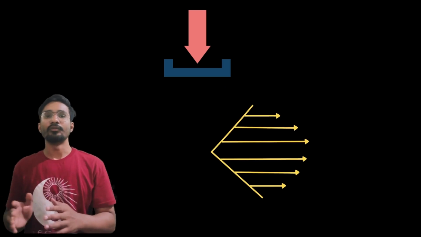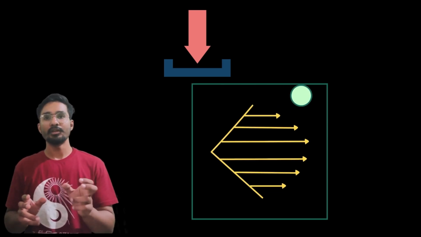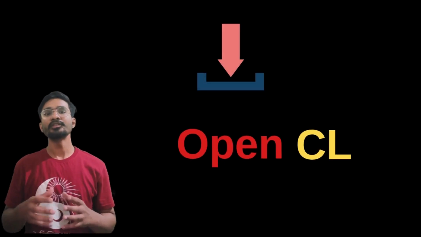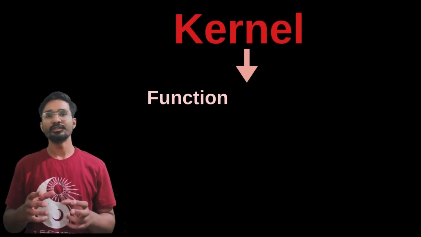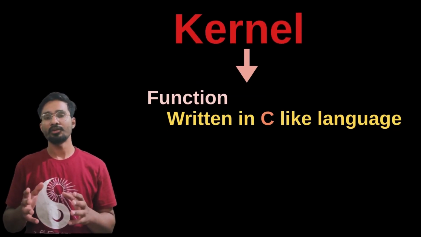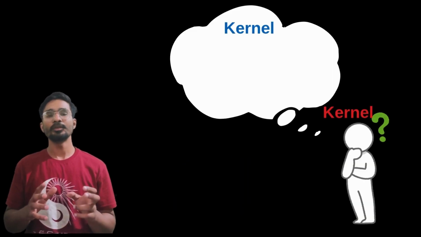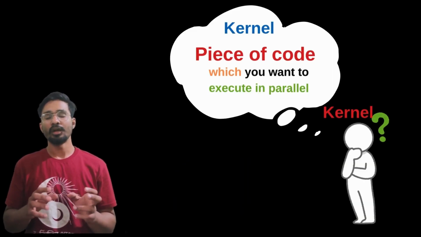In this series of how to run a basic OpenCL kernel, let's first understand what kernel is and why we need kernel. In OpenCL, kernel is a function written in a C-like language which can be run across your different devices, CPU and GPU. Think of kernel as a core piece of code which you want to execute in parallel.